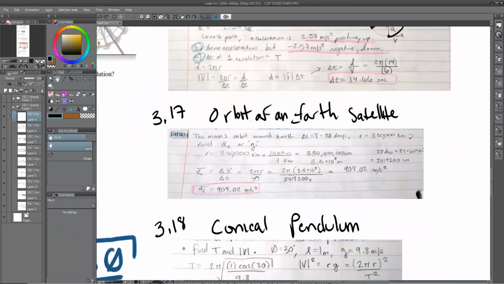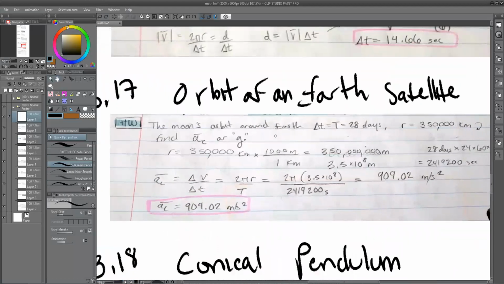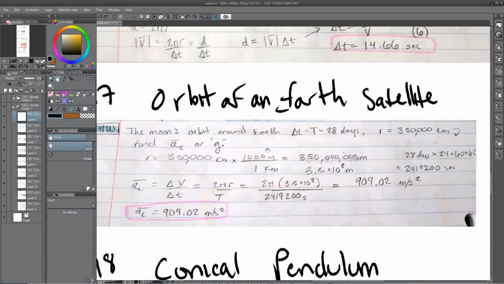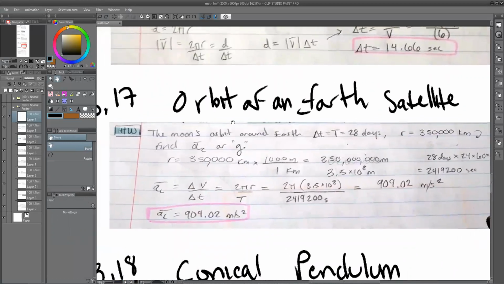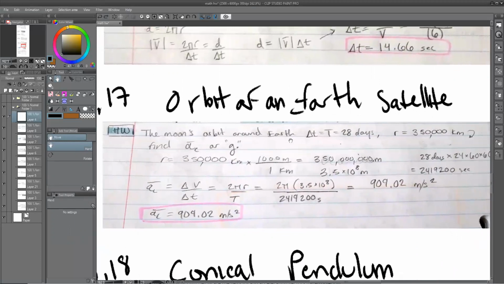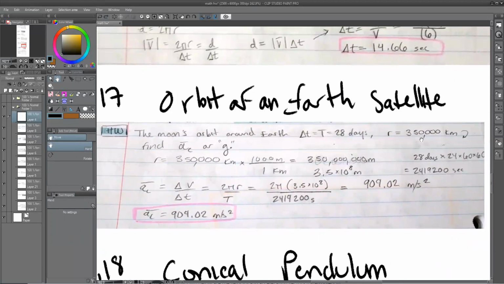Next one, and we're almost finishing up here. This is a problem that was written specifically by the professor. So it's under orbit of an Earth satellite, 3.17. The moon's orbit around Earth has a period of 28 days. And we know that the radius is 350,000 kilometers. So we can find the acceleration, or the gravity, of the moon's orbit around Earth with these variables pretty easily.